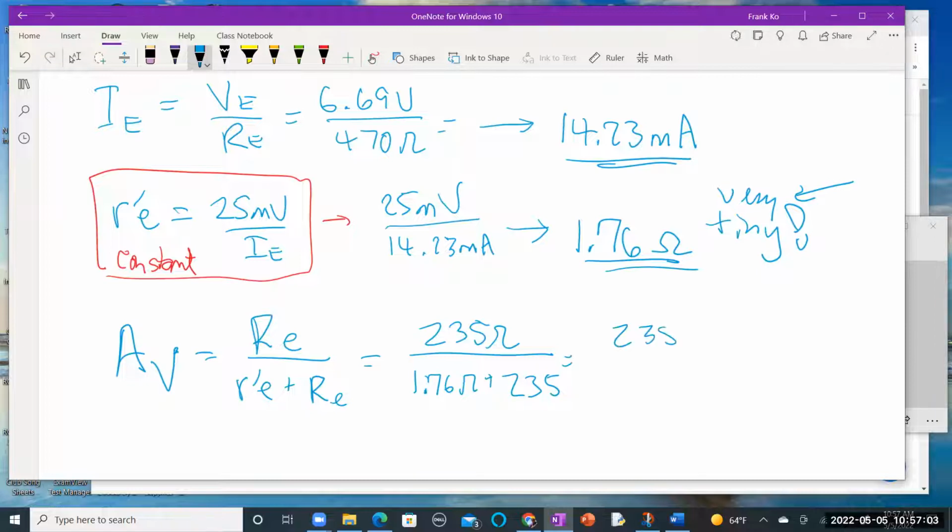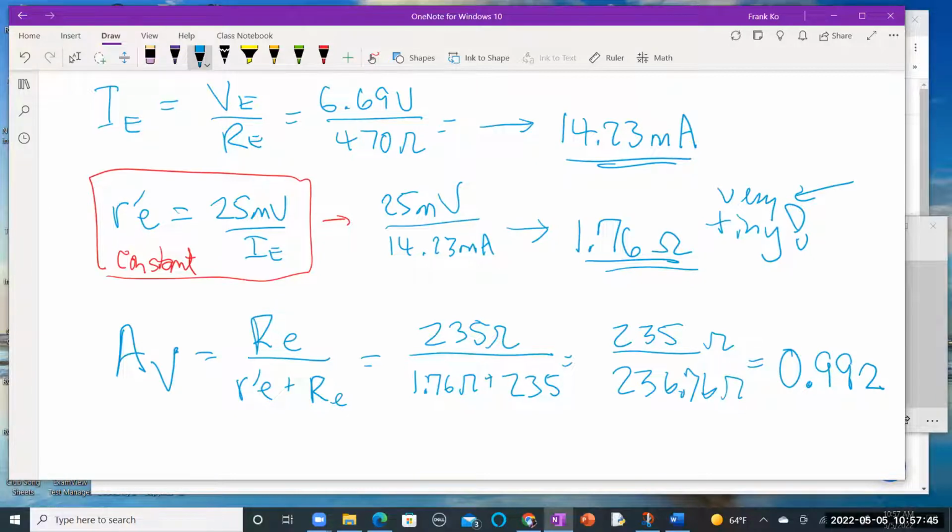So this will give you 235 over 236.76 ohms. Let's do this. So 235 divided by open parentheses, 1.76 plus 235, close parentheses, boom. What do you have as a decimal? 235 divided by 236.76. 992 milli. Yeah, 992 milli.